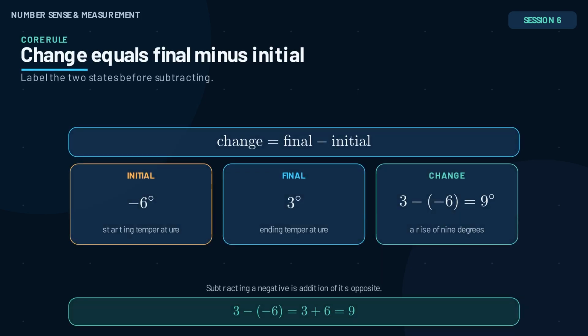A temperature starts at -6 degrees and ends at +3 degrees. Write 3 minus -6. Subtraction of a negative becomes addition of the opposite, so 3 plus 6 equals 9. The positive result agrees with the wording. The temperature rose 9 degrees.